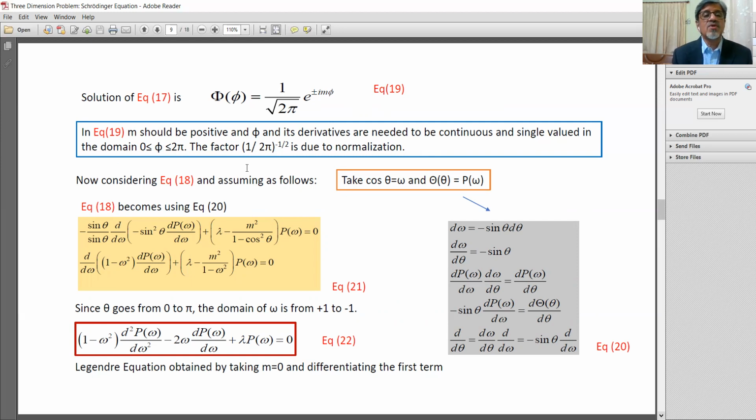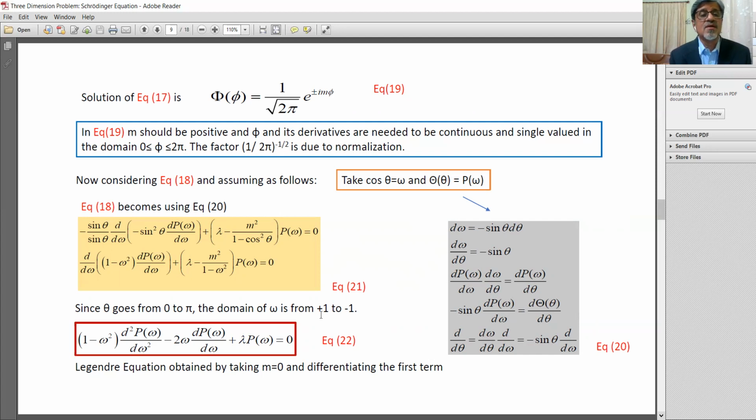Now we are concentrating on equation number 18 and assuming, and it is very important to assume, cos theta is equal to omega and theta function theta is equal to P omega. Now we take a differential. So d omega is equal to minus sine theta d theta, so d omega by d theta is equal to minus sine theta. Now we take dP omega by d theta, so it is written as dP by d omega times d omega by d theta. We know dP by d omega as it is, but d omega by d theta is equal to minus sine theta. And again we have noted that P omega is equal to theta function theta. So d by d theta can be written as d omega by d theta times d by d omega, which is equal to minus sine theta d by d omega. So this is equation number 20.